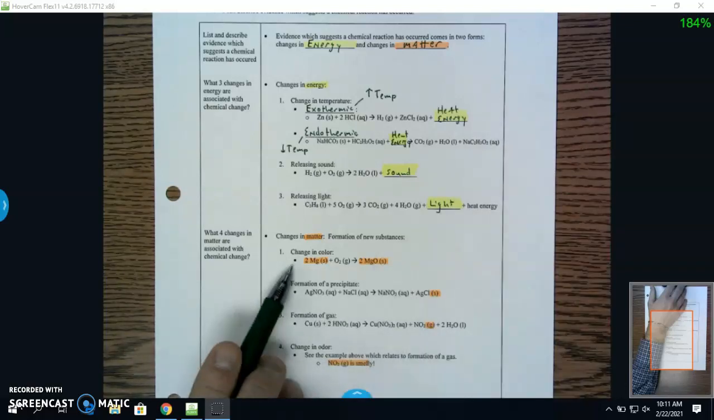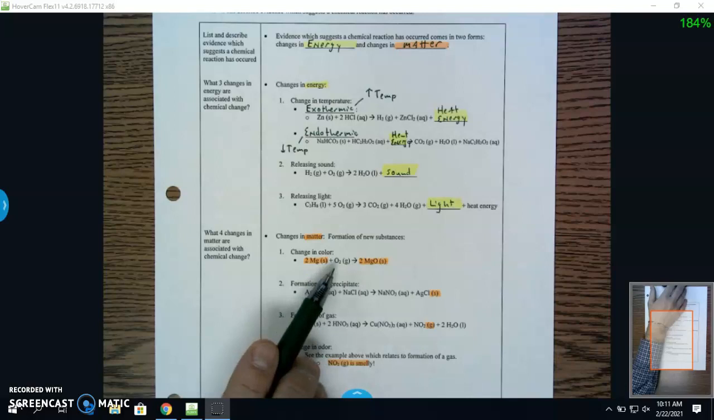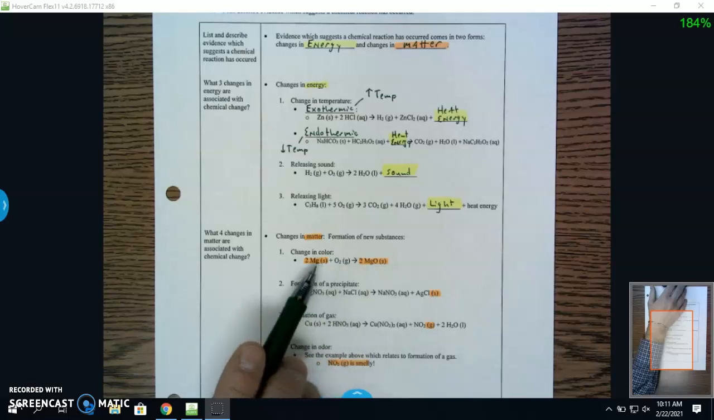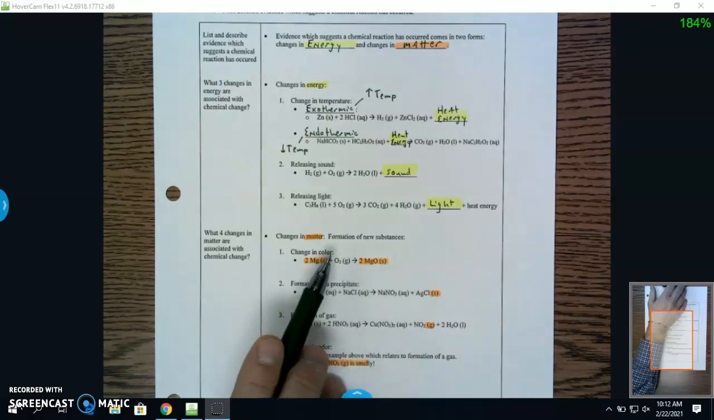The second category, though, is changes in color. So here, if you take a look, we've got 2 magnesiums reacting with diatomic oxygen, making 2 magnesium oxides. This is a sparkler like at 4th of July. So the sparkler comes on a metal stick, and it's got kind of a grayish material that's on there. And it glows this blinding white light, and it makes a chalky white substance afterwards. So because there's a change in color, that's a pretty good indicator that there's a chemical change.